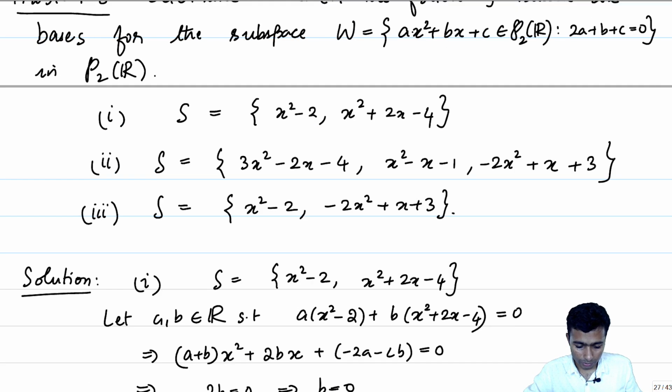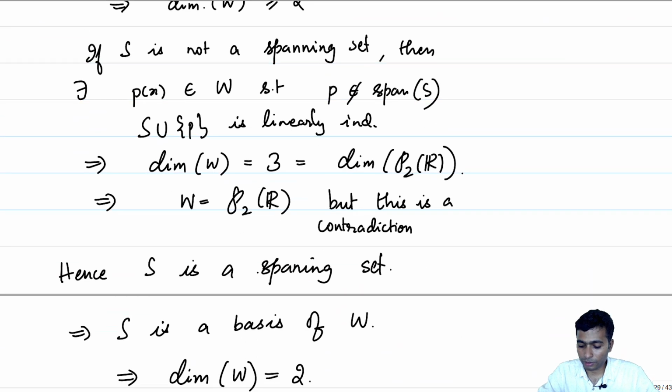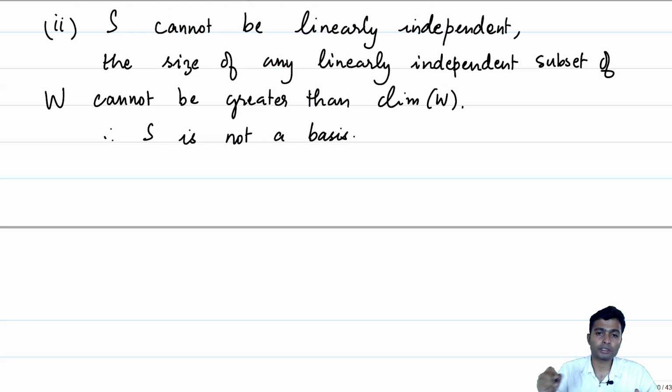Okay, so now let's come to problem number 3. Problem number 3 has 2 vectors, x square minus 2 and minus 2x square plus x plus 3. Minus 2x square, minus 4 plus 1 plus 3 is 0, yes. So, this is a subset of S which consists of 2 vectors. We would like to see whether it is a basis. Again, by one of the consequences of the replacement theorem, it is enough to check whether a subset of W of size 2 is linearly independent, or rather let me put it this way.